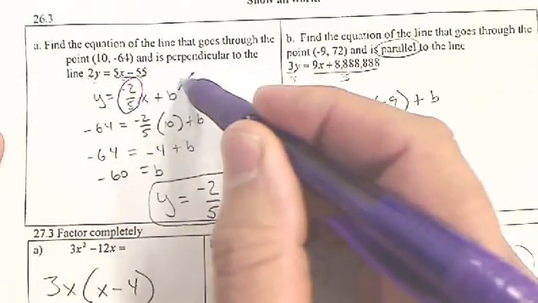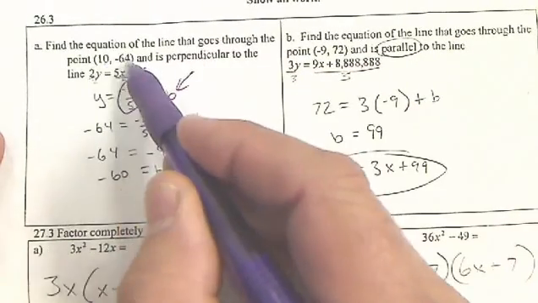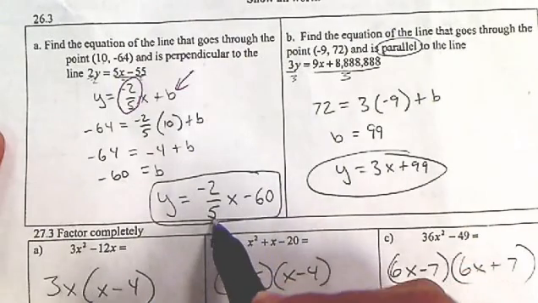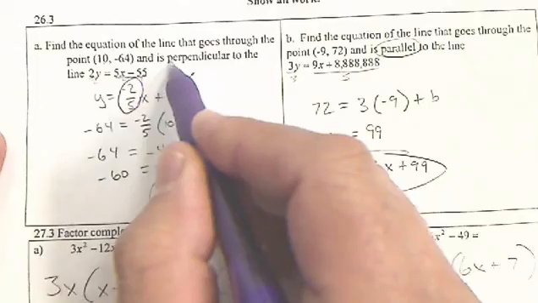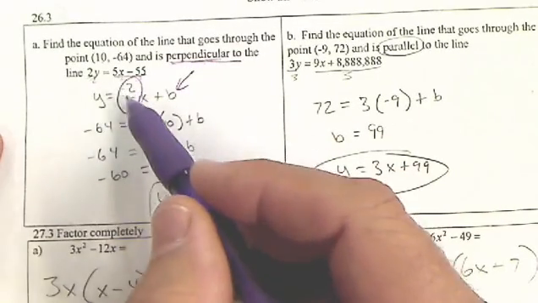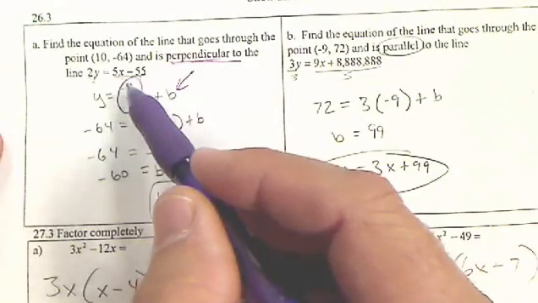I don't know the y-intercept, so I plug in the x and the y and solve. And that's the equation I get. Remember, when it's perpendicular lines, slope is the opposite reciprocal. So opposite, if it's positive, then you change it to negative, and reciprocal means flip the fraction over.